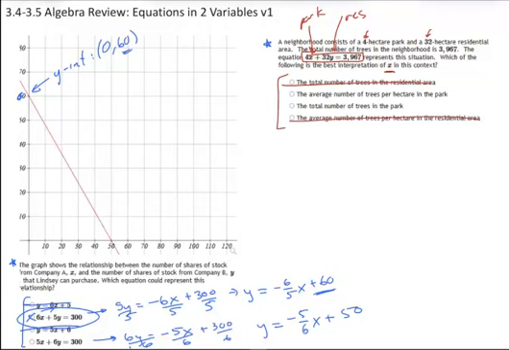That means that we can eliminate the first and last choice, right? Those have to do with the residential areas. So we're either going to identify that x is the total number of trees in the park or it's the number of trees per hectare. When you look at this whole quantity, 4 times x is the total number of trees in the park. So we can eliminate that. We just want what the x represents. And again, by process of elimination, that leaves the average number of trees per hectare.